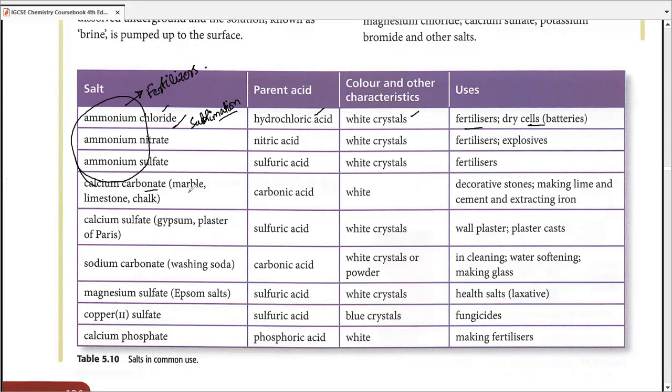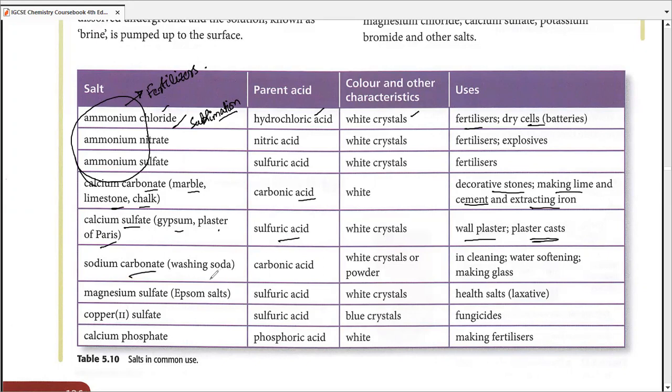We have discussed it a lot. Marble, limestone, chalk are different forms of it. It comes from carbonic acid. We actually carve out decorative stones out of it. We make lime, cement, or extraction of iron also uses it. Calcium sulfate, gypsum, or plaster of Paris, which is most commonly used for plaster casts around the world for fractured bones. Apart from that, it's used for wall plasters, and it comes from sulfuric acid.